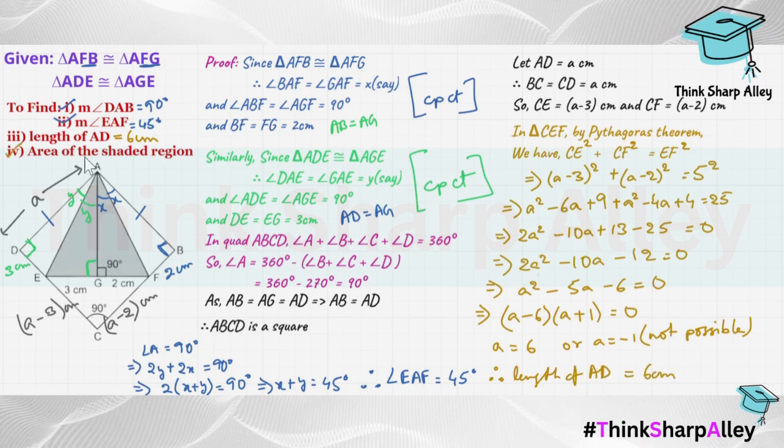Alright, we have walked through the angles, even found out the length of AD. Can you find the area of the shaded region? Take a shot at it and drop your answers in the comments. Let's see who gets it right.